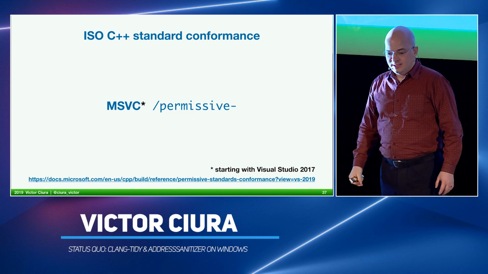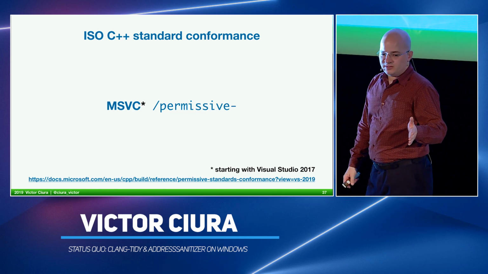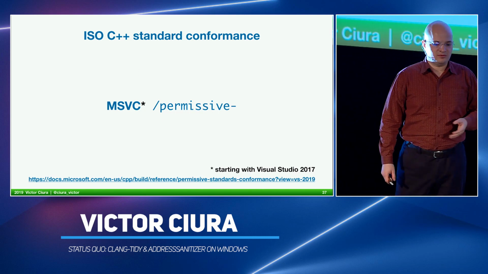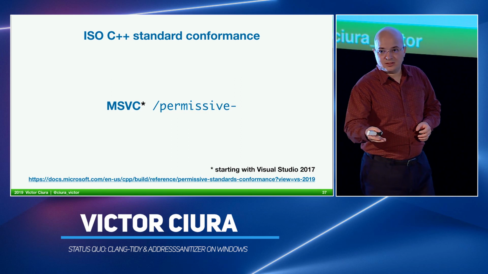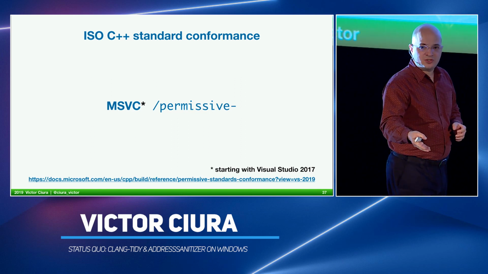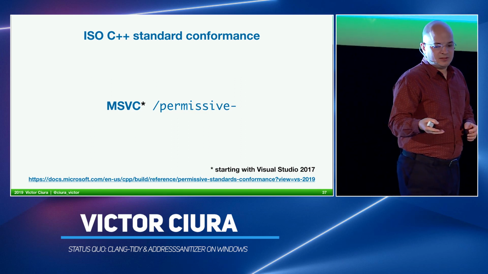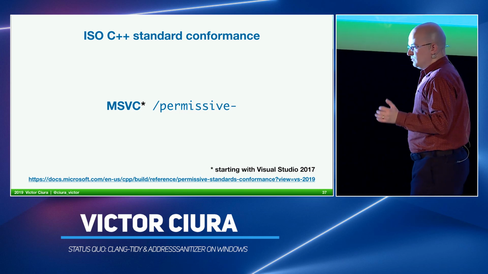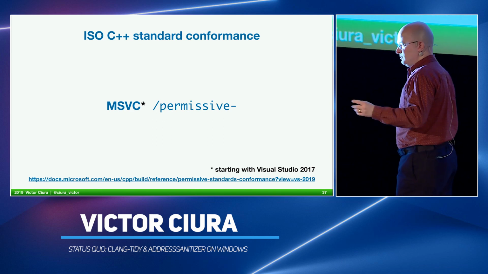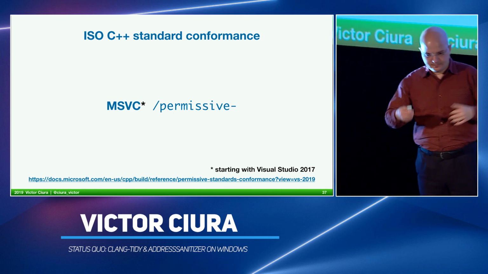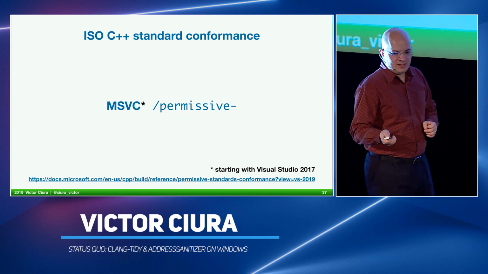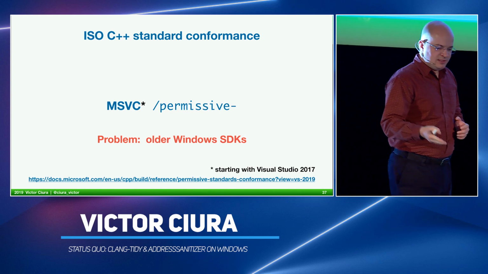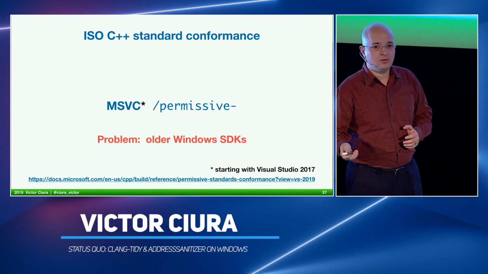So you will uncover plenty of stuff when you switch to permissive minus and use the standard conformant compiler. This is, by the way, the compiler that will bring the newest features in the C++ language. So the old legacy compiler is still around, but you won't get all the benefits from the new C++ whiz-bang features.